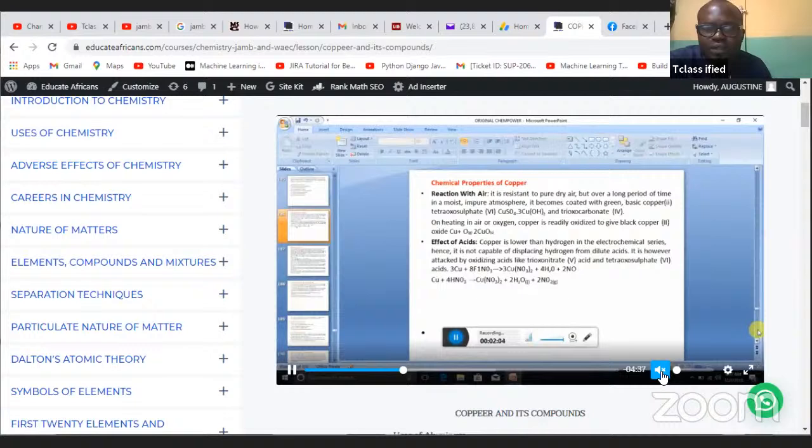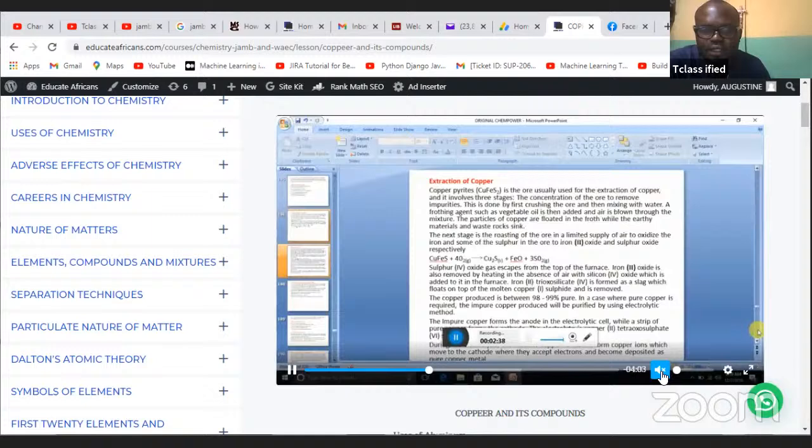Copper(II) sulfate forms on heating in air or oxygen. Once you heat it in air or oxygen, it can be converted to copper(II) sulfate. I also have the effects of acid. Copper is lower than hydrogen in the electrochemical series, hence it is not capable of displacing hydrogen from dilute acid. It is, however, attacked by oxidizing agents like trioxonitrate(V) acid and tetraoxosulfate(VI) acid.